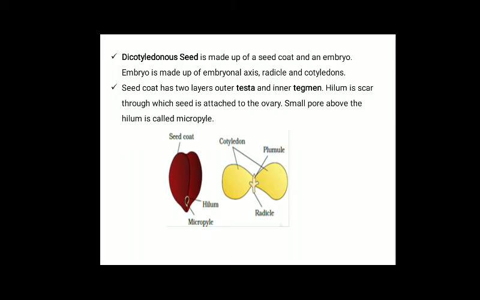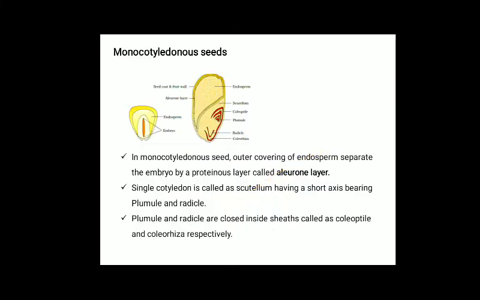The seed coat has two layers. The outermost layer is called testa and the innermost layer is known as tegmen. Hilum is a scar through which seeds are attached to the ovary. Seeds have a small pore above the hilum called micropyle. Then we have monocotyledonous seed.